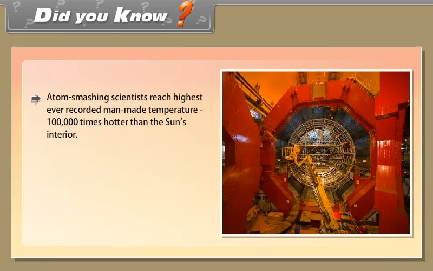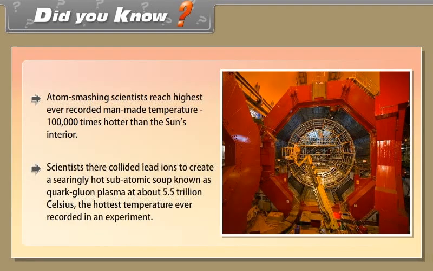Did you know? Atom-smashing scientists reach the highest ever recorded man-made temperature, 1 lakh times hotter than the sun's interior. Scientists there collided lead ions to create a searingly hot subatomic soup known as quark-gluon plasma at about 5.5 trillion Celsius, the hottest temperature ever recorded in an experiment.